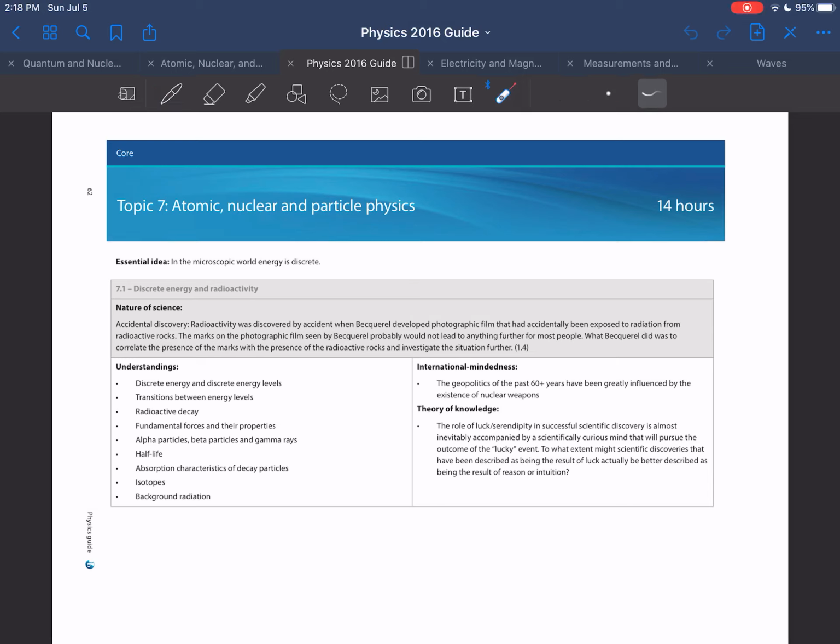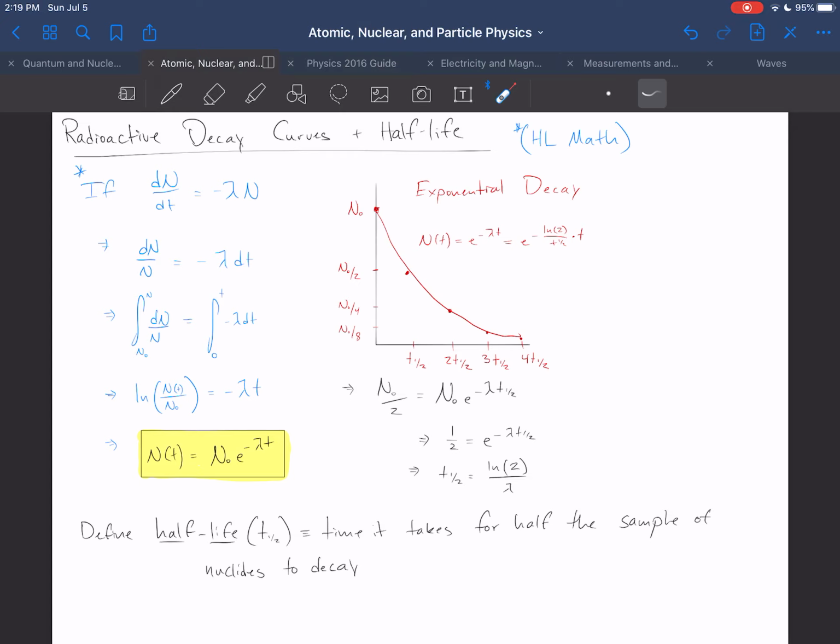Hello everyone! In this video we will continue to examine topic 7.1, discrete energy and radioactivity, and in particular we will continue to unpack the concept of half-life. So, in the last video we saw how the fundamental relationship governing radioactive decay led us to an expression for the number of nuclides as a function of time. That is, N of t equals N naught e to the negative lambda t.